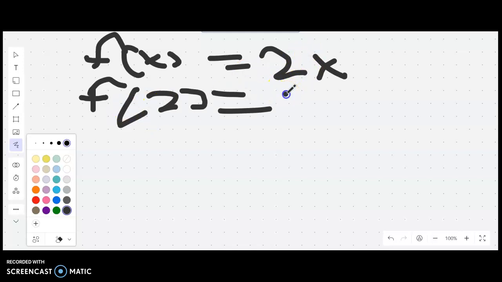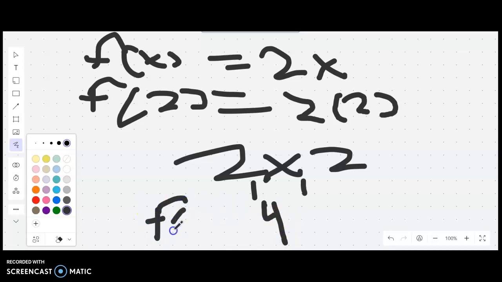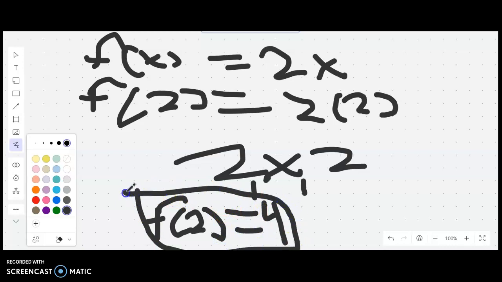So if we plug in 2 here, the problem simply turns into this kind of notation, which basically just turns down to being 2 times 2. And last time I checked, you guys are pretty smart. I'm pretty sure you can figure out that 2 times 2 equals 4. So the conclusion to this problem, or I guess the answer, would technically be f of 2 equals 4. I'll circle that for you here.